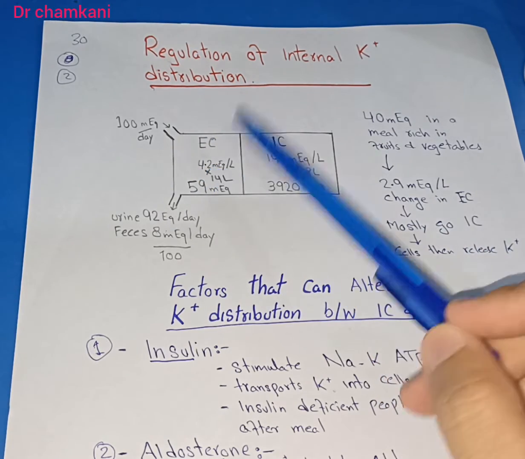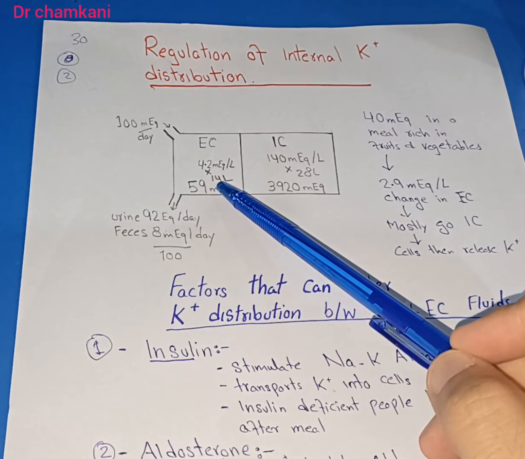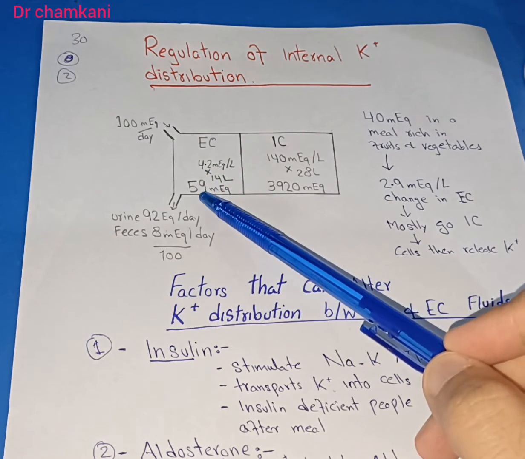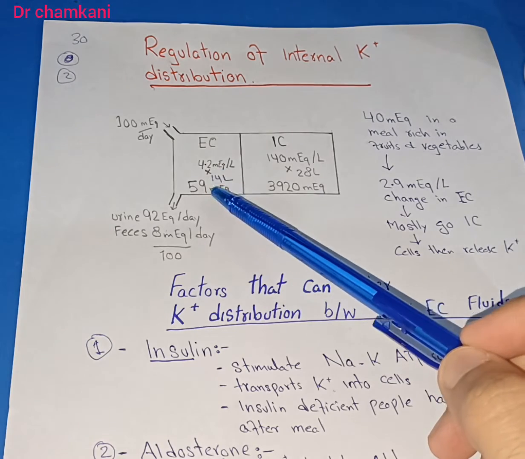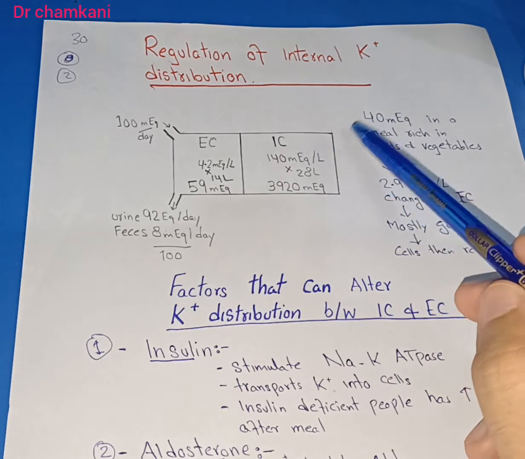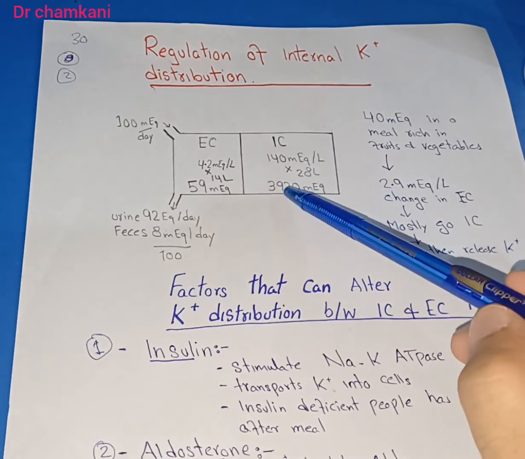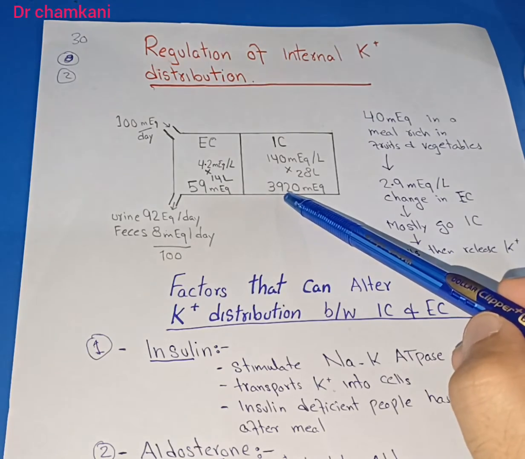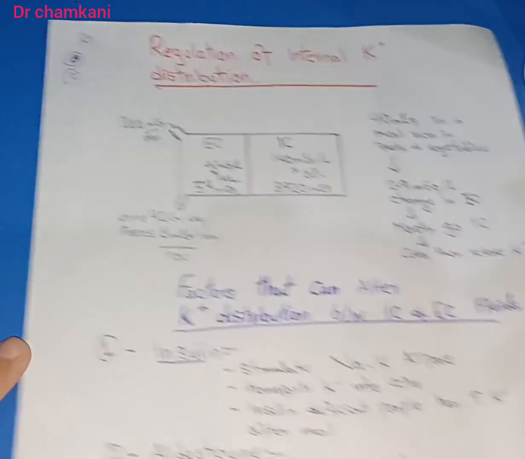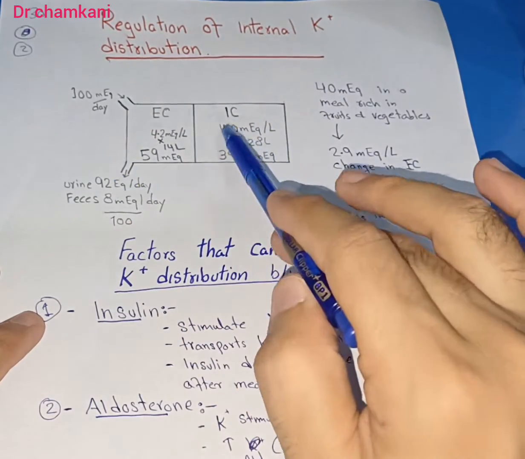We know that the value of potassium in the serum, in the plasma or the extracellular fluid is around 4.2, and there is around 14 liters of fluid in the extracellular space, which leads to a total of around 59 milliequivalent of potassium in the extracellular space. Similarly, we have around 140 milliequivalent per liter of potassium distributed in 28 liters of fluid in the intracellular space, which leads to a total of around 3920 milliequivalent of potassium in the body. So this is the potassium in the extracellular space, and this is in the intracellular space.